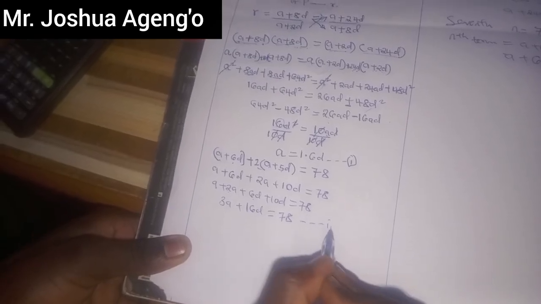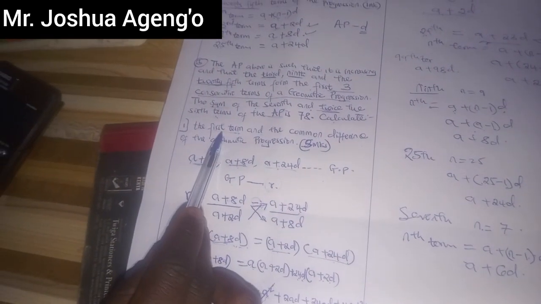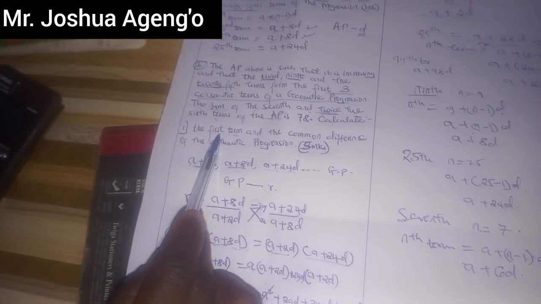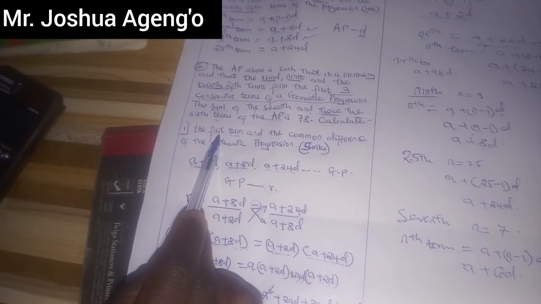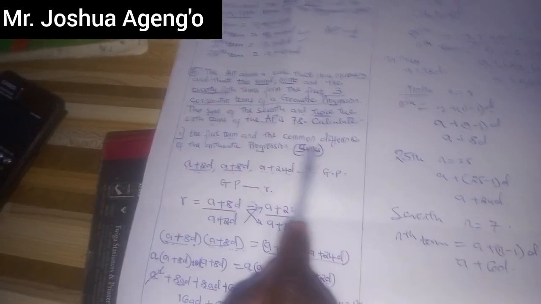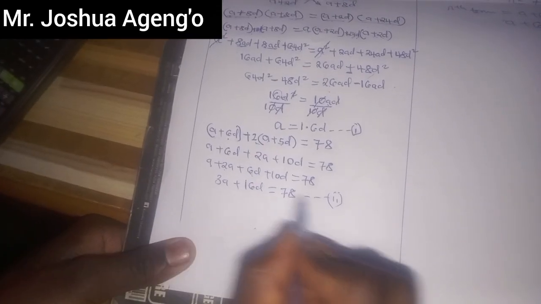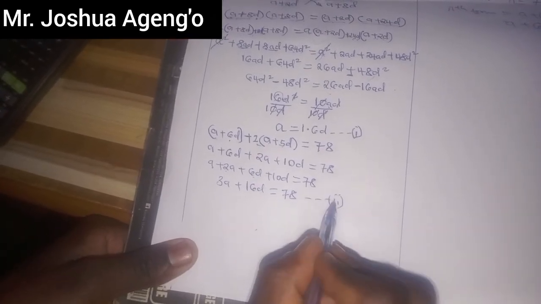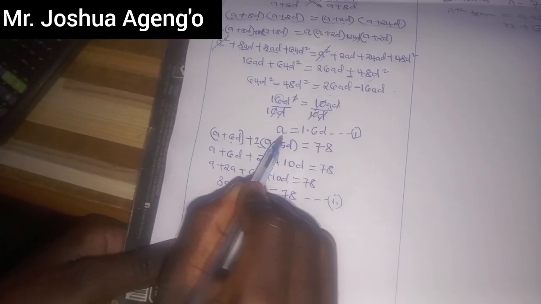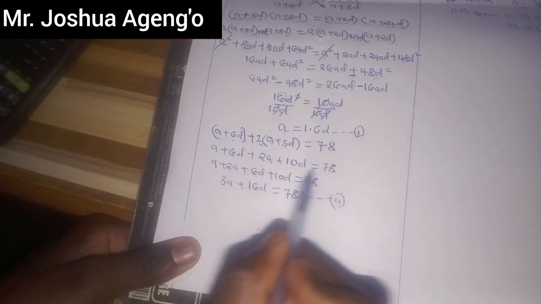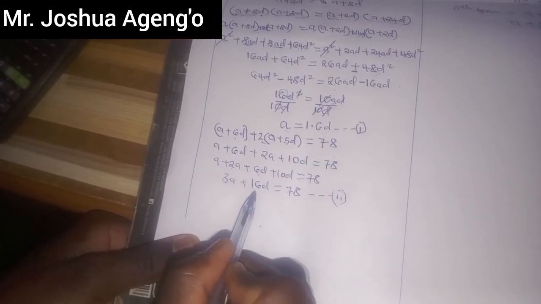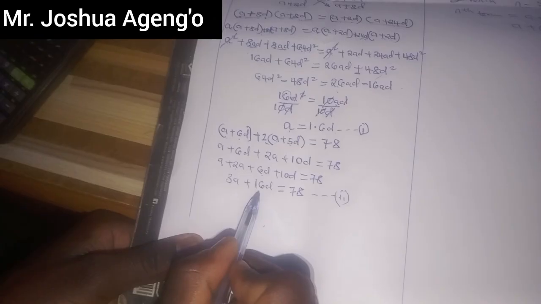This is equation 2. But remember that we want to get the first term, which is A. The first term is always A in any of the progression, be it GP or AP. And the common difference is D. So let's proceed. We have two equations. But in the first equation, we are saying that A is equal to 1.6D, meaning we can substitute A in this equation to get D.